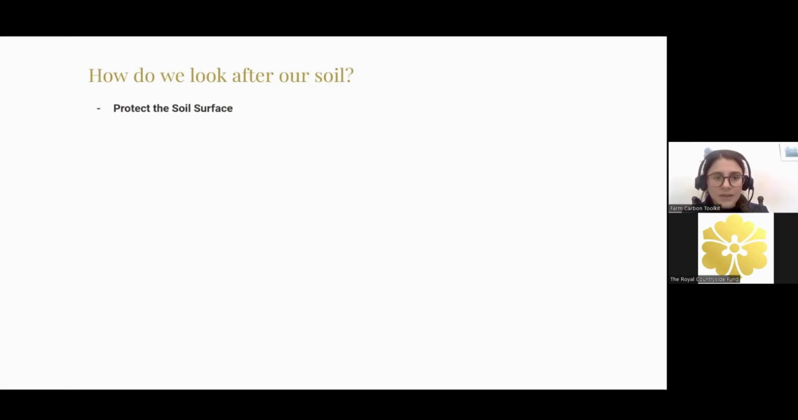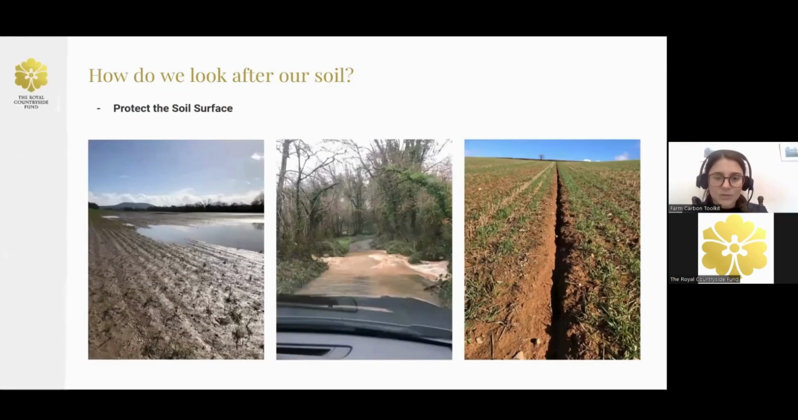So, firstly, we want to protect the soil surface. These pictures are all taken throughout this autumn spring period we've just been through, and I'm sure they're hugely familiar to everyone here. But it outlines some of the challenges that as farmers we're facing at the minute. On the left-hand side there, we've got a field which was a cover crop, I believe, but it is going into spuds, hopefully this spring.